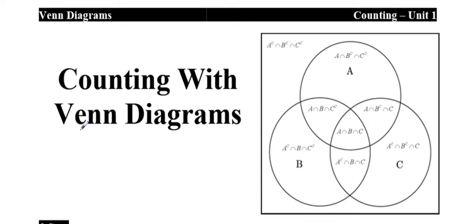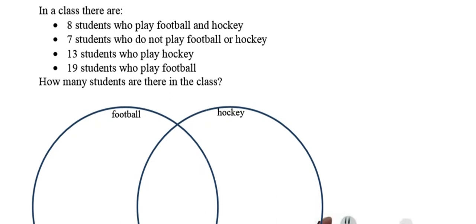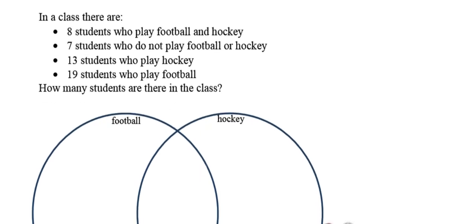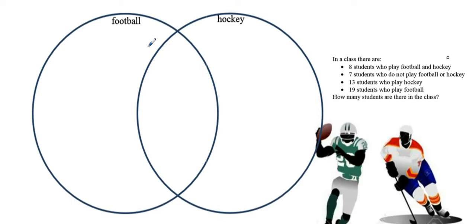Today we're going to review how to solve problems involving two circle Venn diagrams, and then I'm going to show you how to solve them with three circles. So here is a question you've seen before where there are two circles. In a class, there are 8 students who play football and hockey, 7 students who do not play football or hockey, 13 students who play hockey, 19 students who play football, and the question is asking how many students are there in the class.